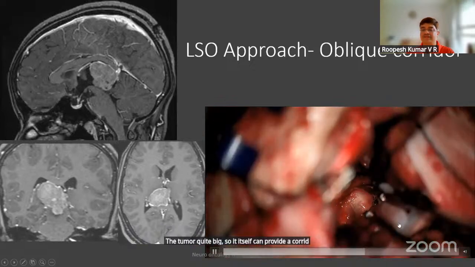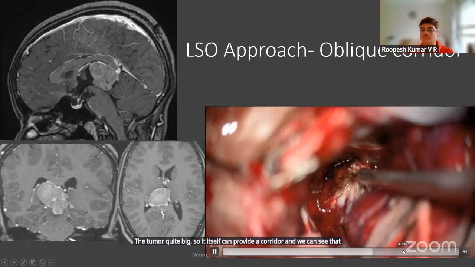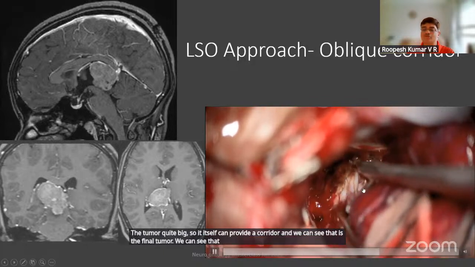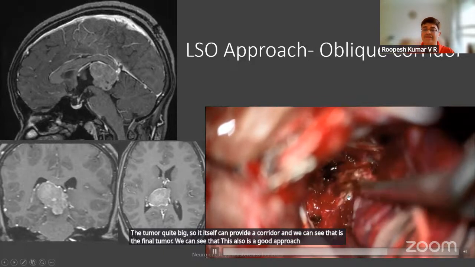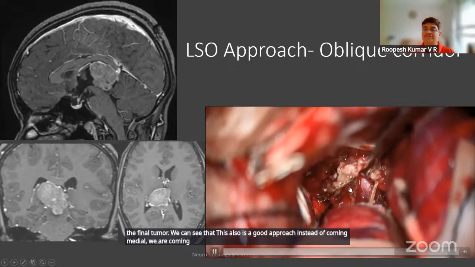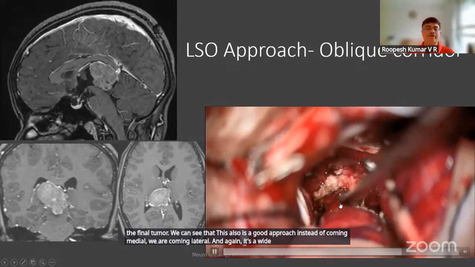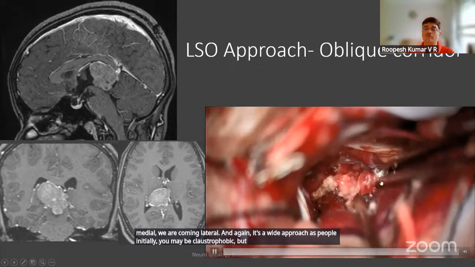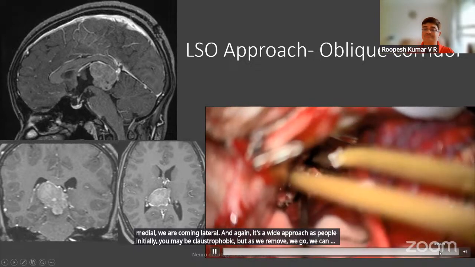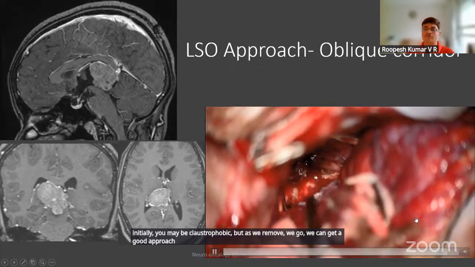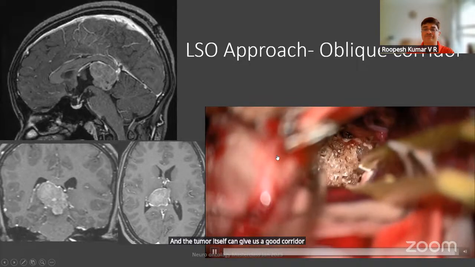And we can see that that is the final tumor. We can see that this also is a good approach. Instead of coming medial, we are coming lateral. And again, it's a wide approach. As we go, initially you may be claustrophobic, but as we remove, we can get a good approach. And the tumor itself can give us a good corridor, and that is the postoperative resection cavity.